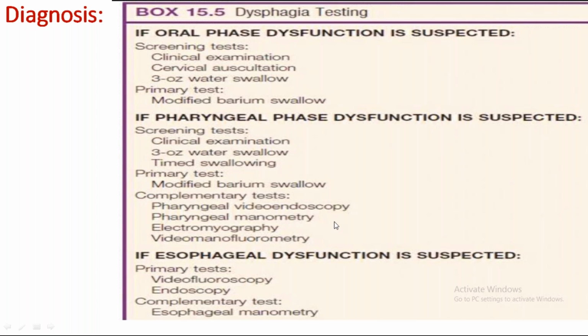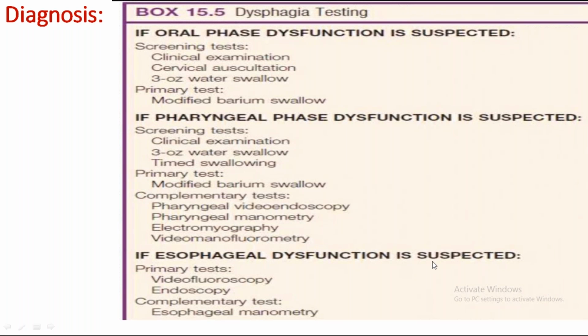Now dysphagia testing. These are the different testing methods for different types of dysphagia. If an oral phase dysfunction is suspected, screening tests include clinical examination, cervical auscultation, and the 3 ounce water swallow test. The primary test is the modified barium swallow. If pharyngeal phase dysfunction is suspected, the same clinical examination, water swallow, and timed swallowing are used, and the primary test is the modified barium swallow. The modified barium swallow is for both oral and pharyngeal phases. Complementary tests for the pharyngeal phase are pharyngeal video endoscopy, pharyngeal manometry, electromyography, and videomanofluorometry.